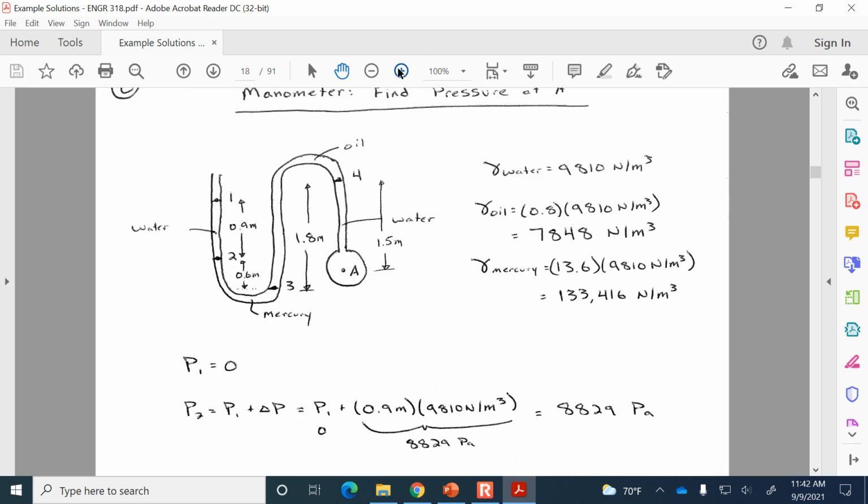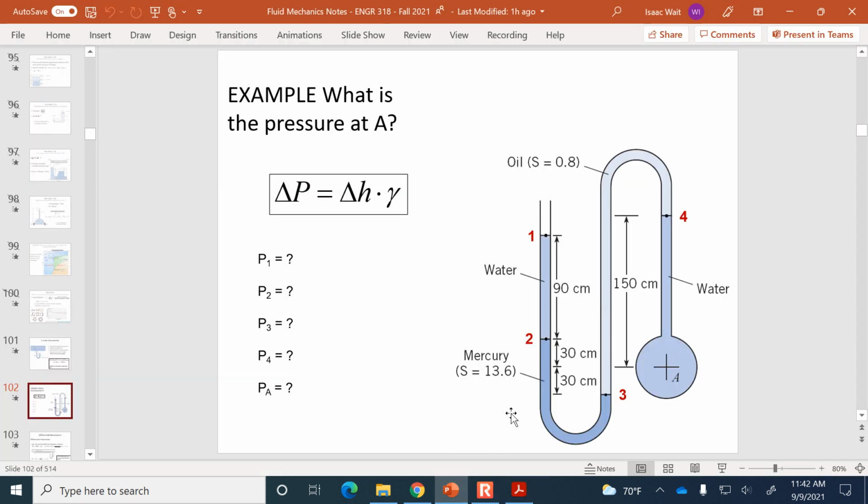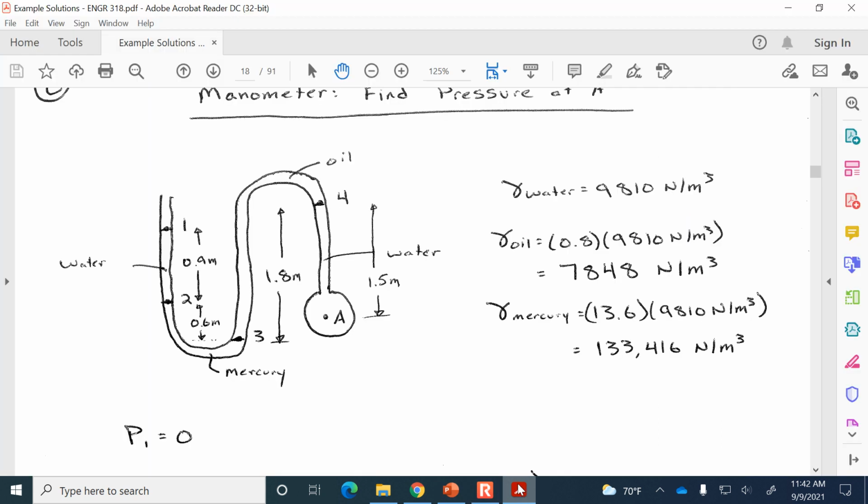All right, so let's look at this tricky manometer, and what makes it tricky in part is the dimensions. So it's 0.9 meters from 1 to 2, then it's 0.6 meters from 2 to 3. From 3 to 4 is 1.8 meters because it's the 30 centimeters to get from the interface up to this line and then 150 centimeters up. And then from 4 to A is 1.5 meters. So the distance is one aspect of it that makes it tricky.